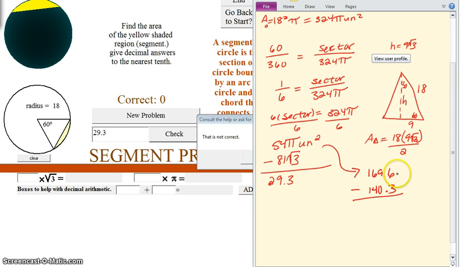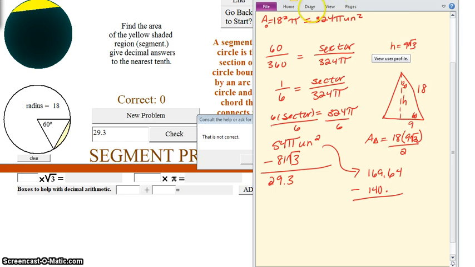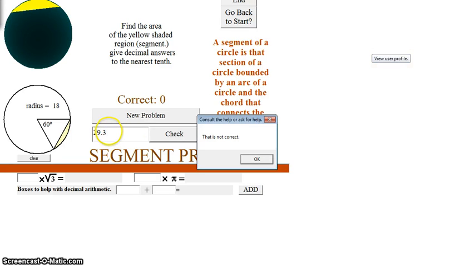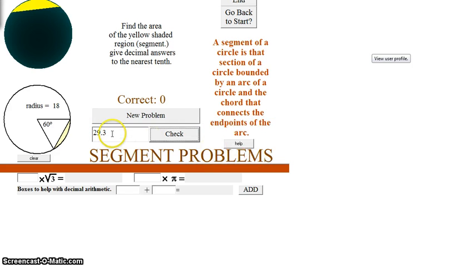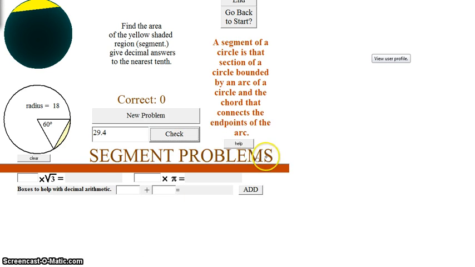So let's go out to the hundredths place. 169.64, 140 point, we'll call that 29. And we get 29.35. So let's try 29.4. And let's check that. That is not correct.